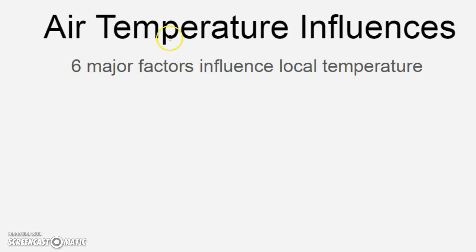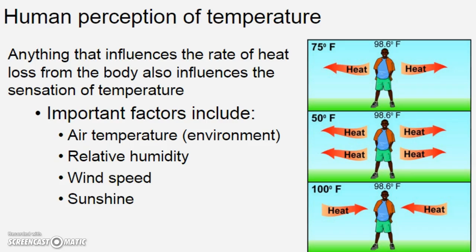All right, this lecture is going to be on air temperature influences. We're going to look at 6 major factors that influence our local temperature. First thing we need to pay attention to is the human perception of temperature: anything that influences the rate of heat loss from the body also influences the sensation of temperature.